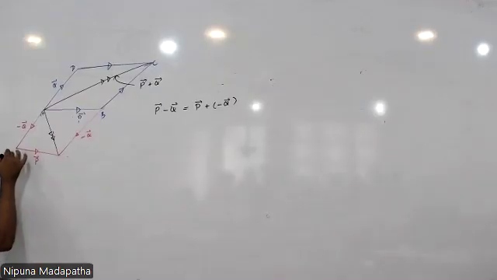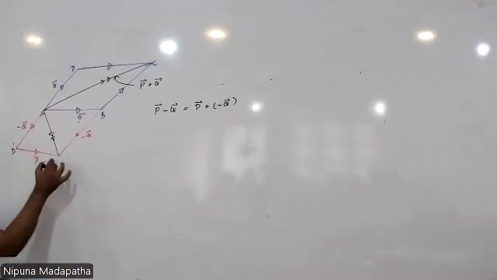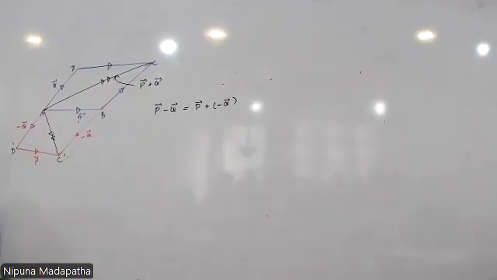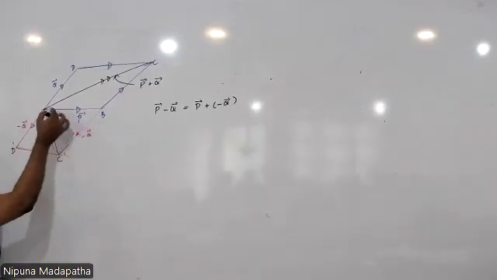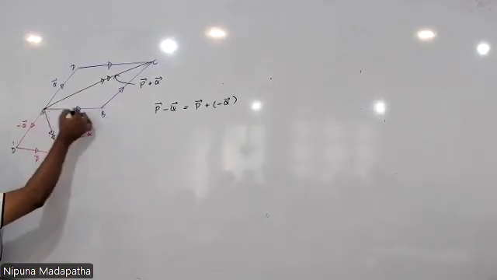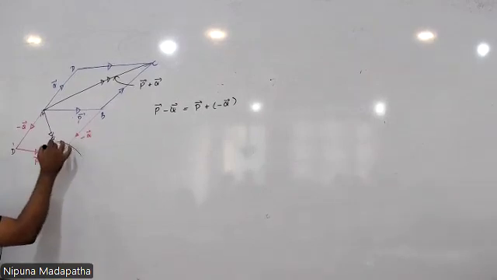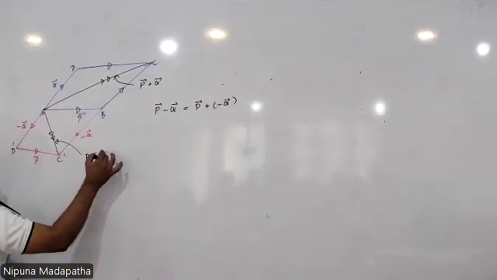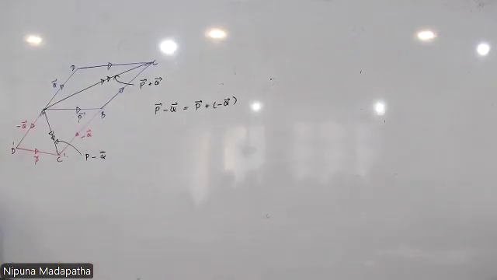Let's take it as AC dash diagonal. Look at this AC dash diagonal. What does the AC dash diagonal give? Here we have P and minus Q as adjacent sides. So the AC dash diagonal gives you P minus Q. P minus Q.